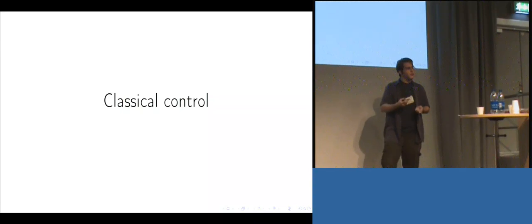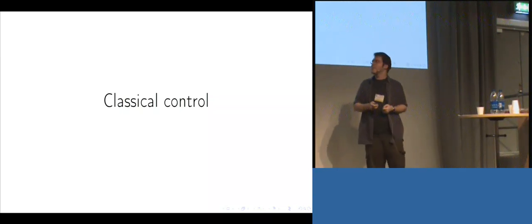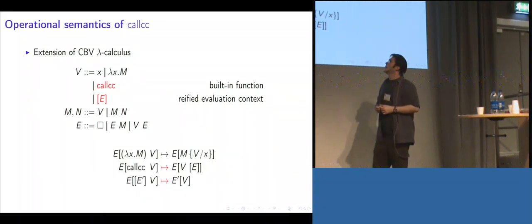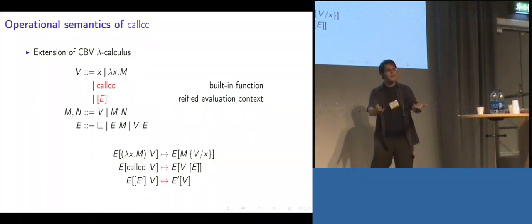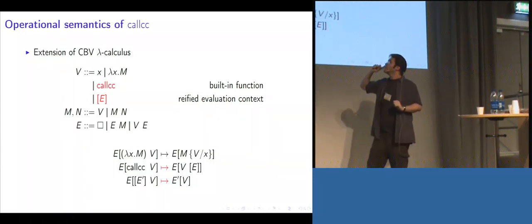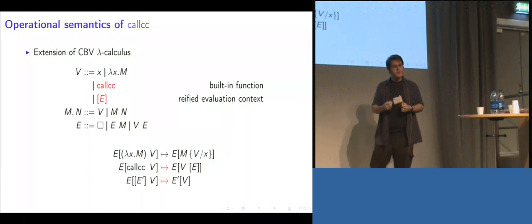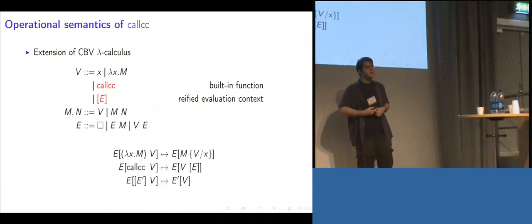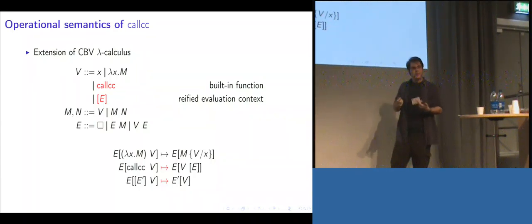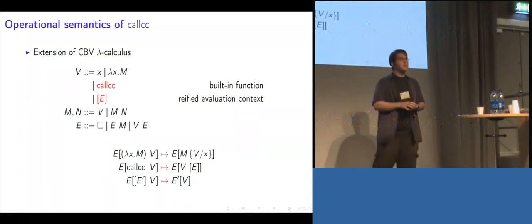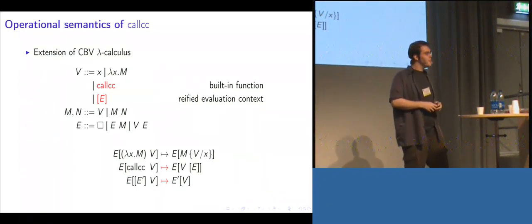So to begin, let's look a little bit closer at classical control. So to start looking at an operator like callCC, for now we're just going to focus on the call by value lambda calculus and call by value evaluation for simplicity. And so we begin with the call by value lambda calculus, and we add on top a built-in primitive called callCC to represent that function. And we also add a representation of a reified evaluation context.